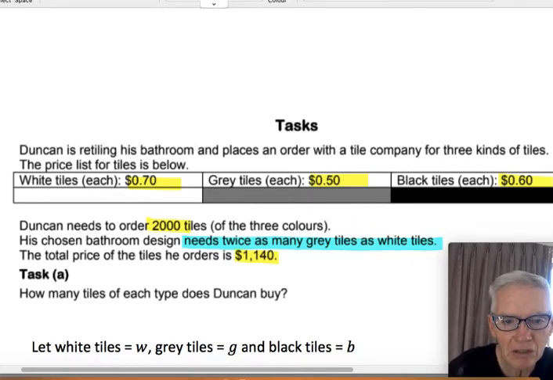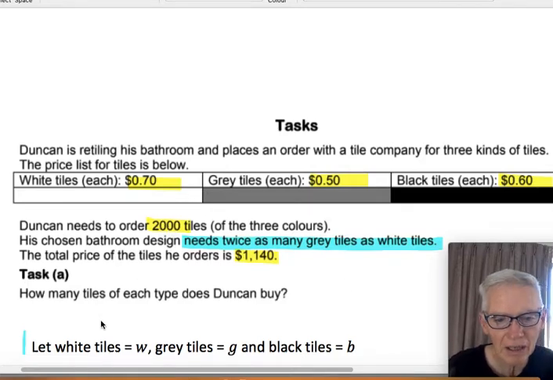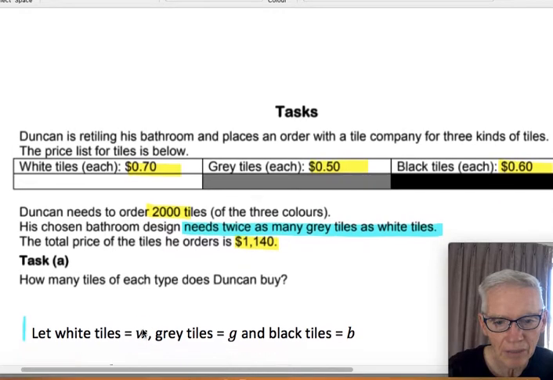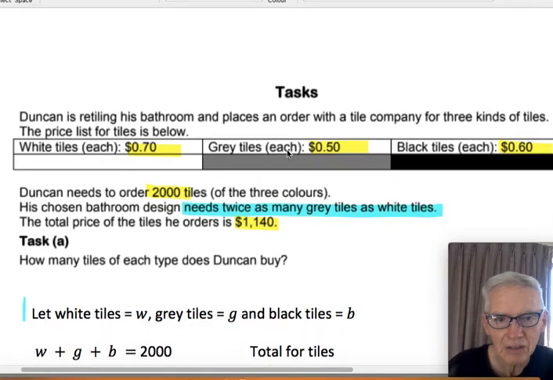So what you need to do first is do this. Let the white tiles equal W, grey tiles G, and black tiles B. So the first one is 2,000 tiles. They're made up of white and grey and black. So we get this one here. So notice that this here is the total for the tiles.